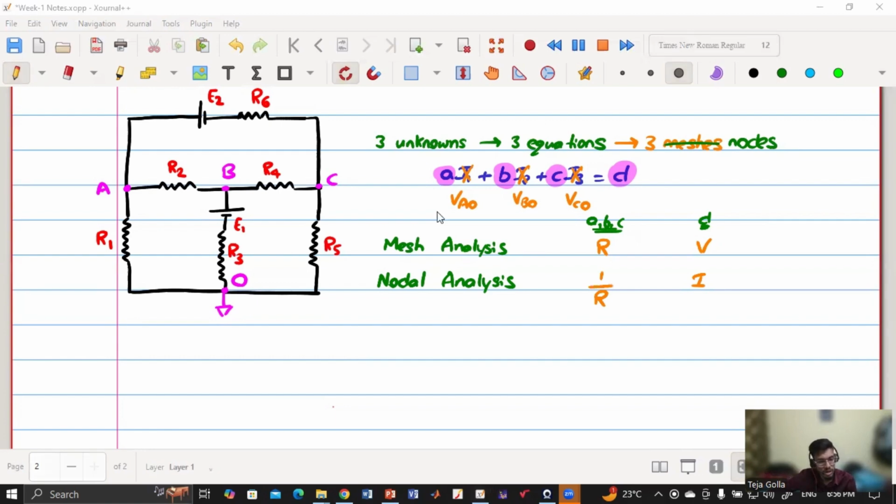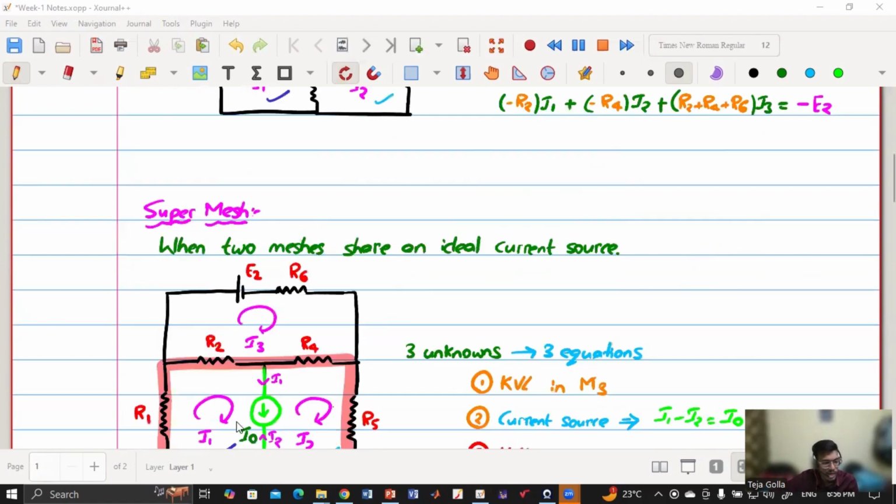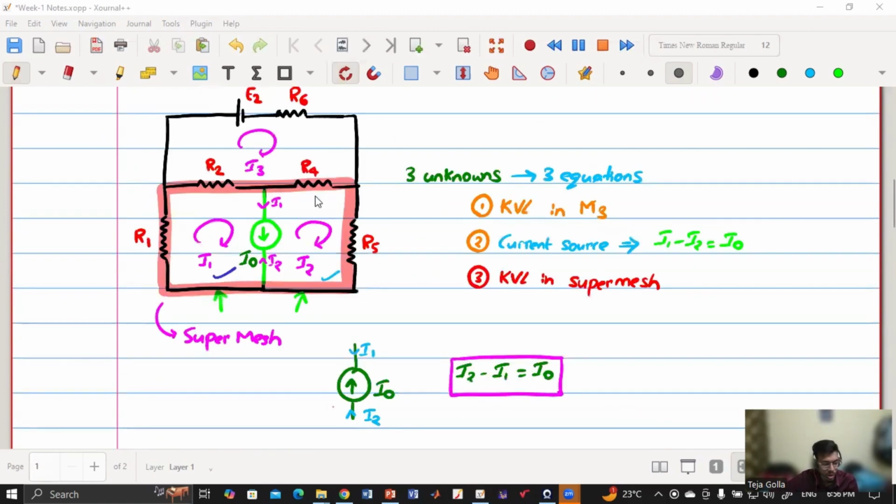Yes, Gokul, using node we can only solve for voltage. But say if someone is asking what is the current flowing through R2, now I know the potential difference across R2 as well as the resistance R2, so I can calculate the current. Likewise, if I know the current flowing through all these elements, I can also calculate the node voltages.